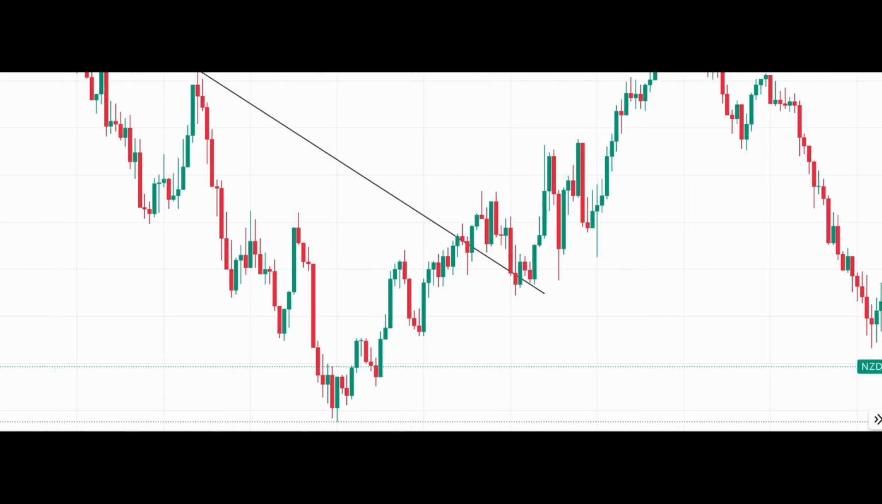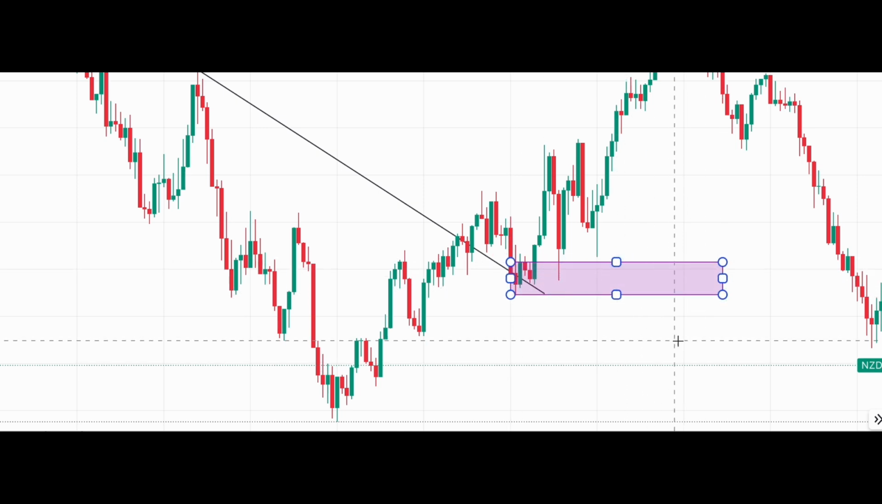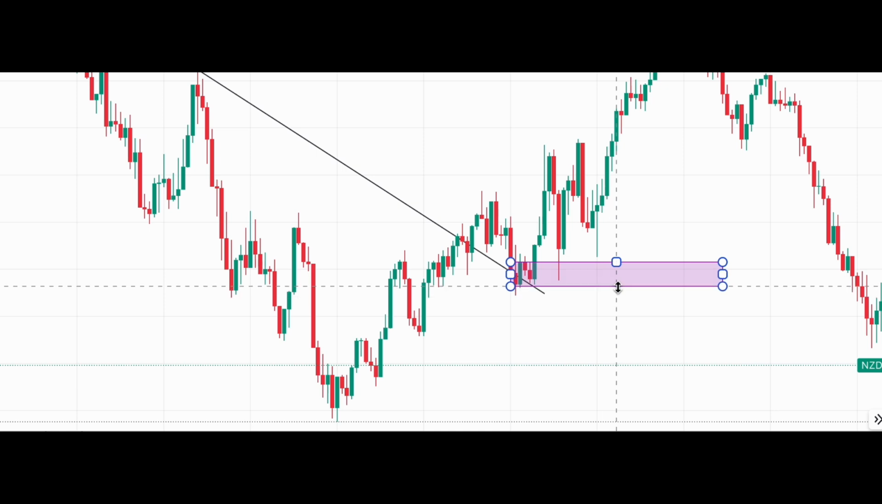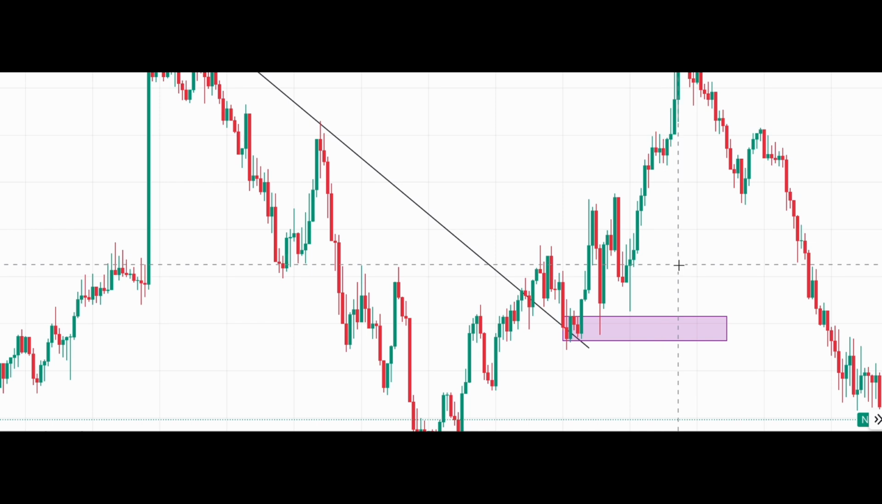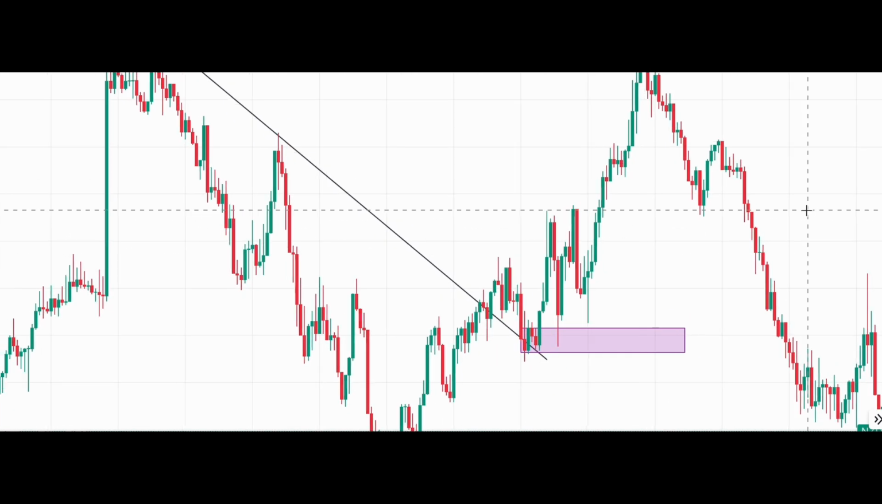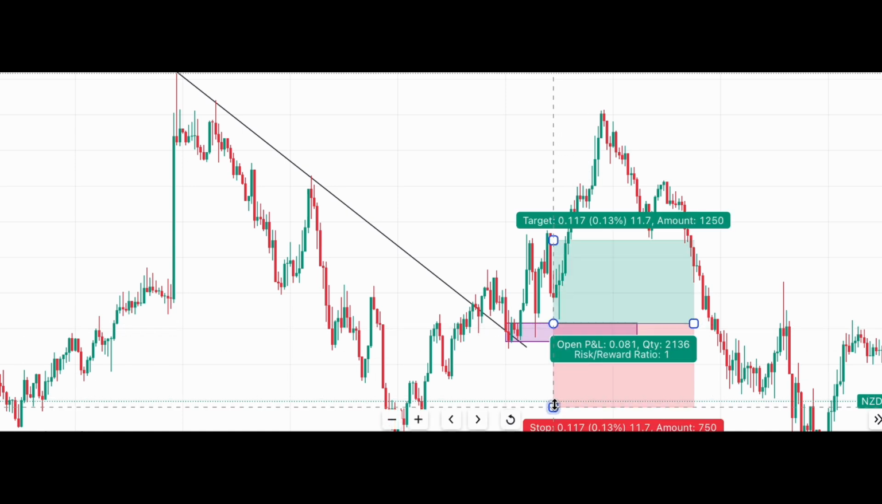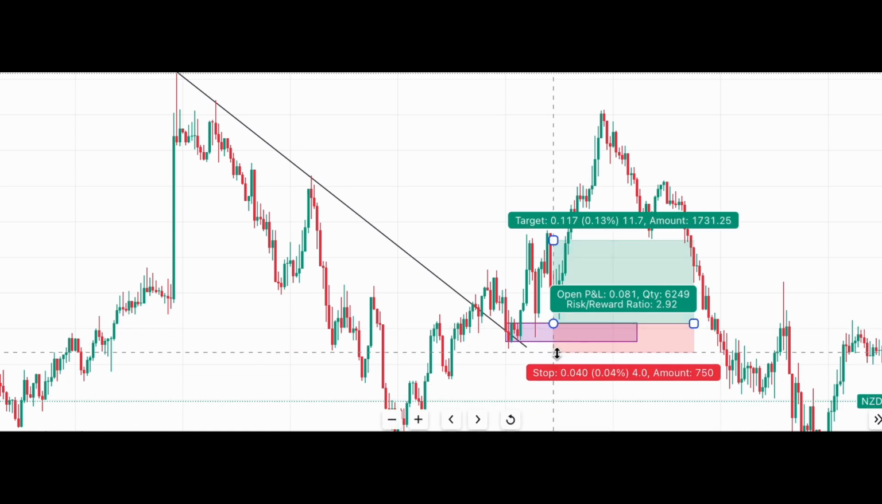Yes. As you can see, this is the demand zone we have. This demand zone succeeded in holding the line, and the price has pushed all the way high. So if our entry is for the long, this is where our entry is.